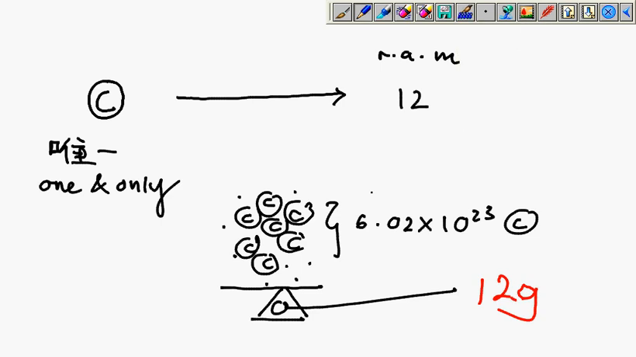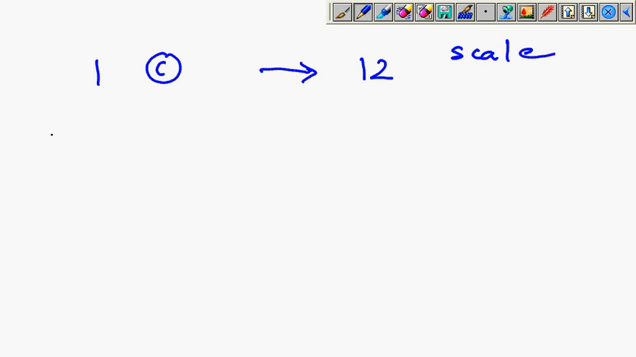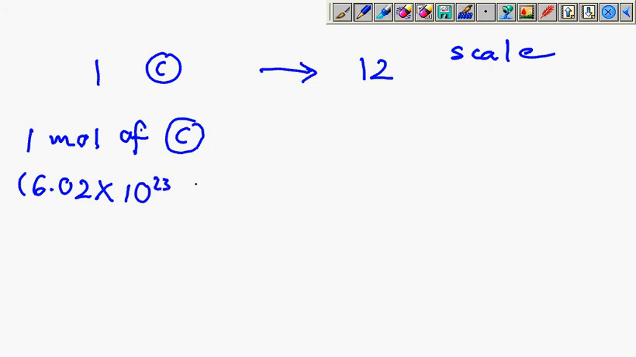So this amount, 6.02 times 10 power 23, is what we call 1 mole of amount. So the short conclusion is 1 carbon is only 12. This is just a scale, that's why it doesn't have any units. So if you have 1 mole of this, which is in fact the total number 6.02 times 10 power 23, and if you put it on the scale machine, it will show 12 gram. Alright, so this is what we call molar mass.